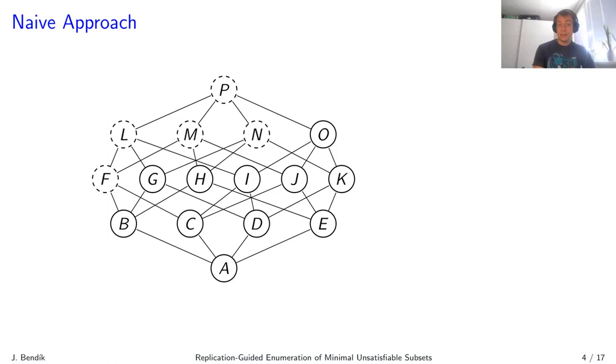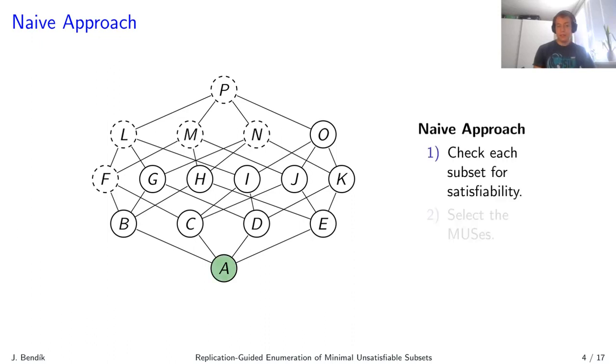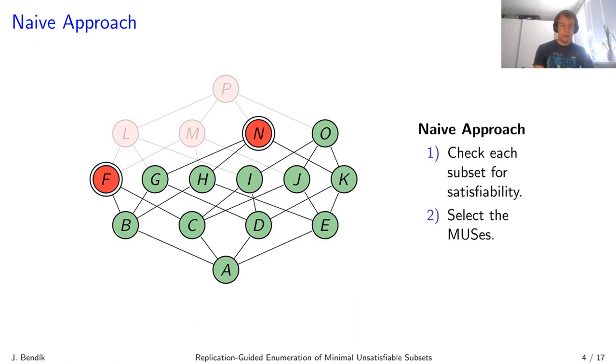Let me first describe a naive approach. Assuming that we are given a set of four Boolean clauses that constitute this power set. A naive approach would be to check individual subsets for satisfiability, like this, and once we check every subset for satisfiability, we can simply select the minimal unsatisfiable subsets.